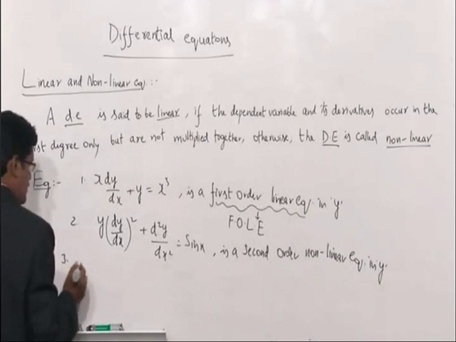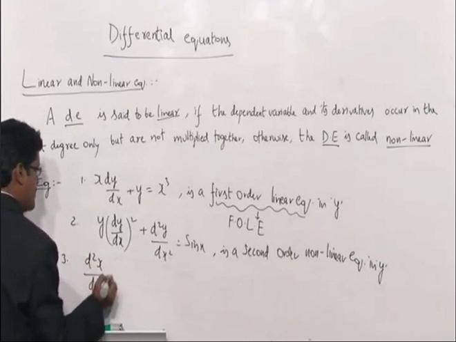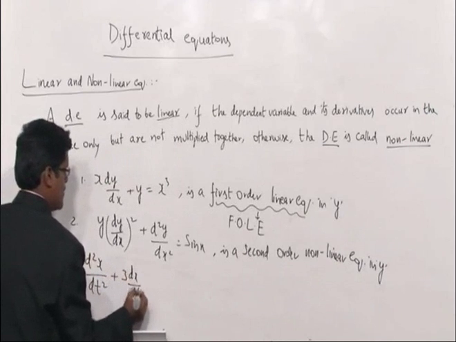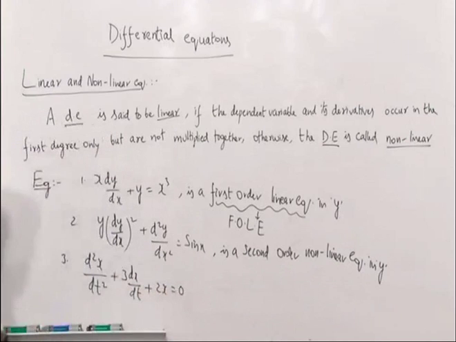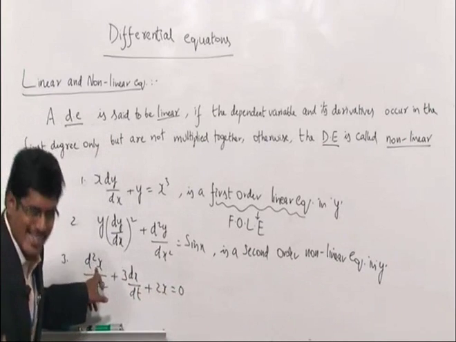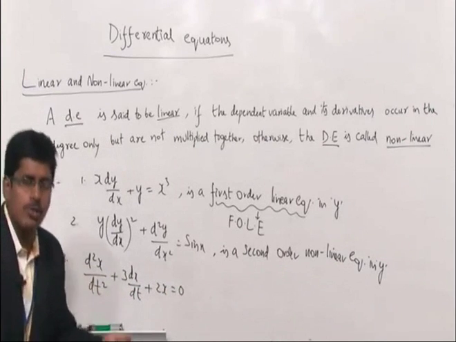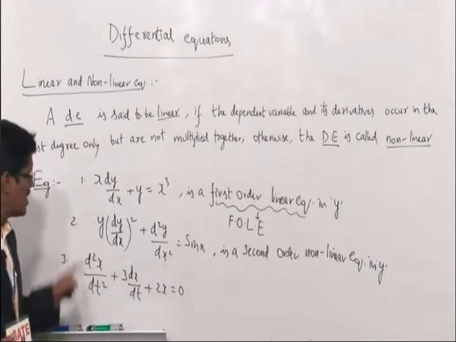3. d²x/dt² + 3 dx/dt + 2x = 0. Now here which is the dependent variable? The derivative of which quantity are we finding? The x quantity with respect to t. So x is the unknown function, also known as the dependent variable, and t is the independent variable.